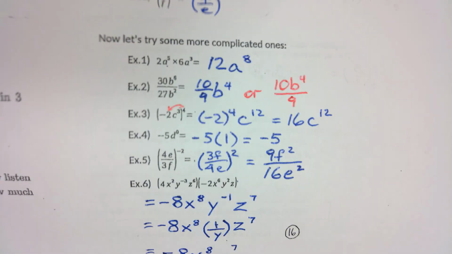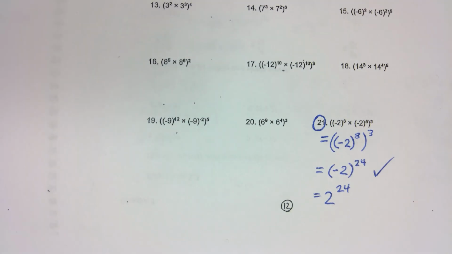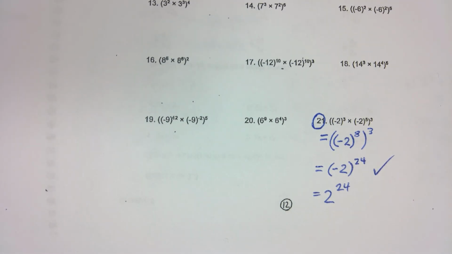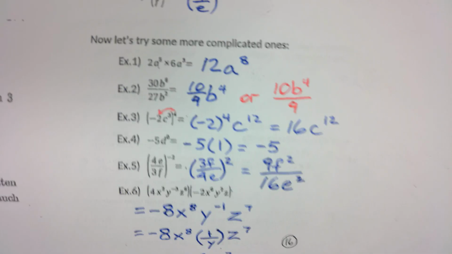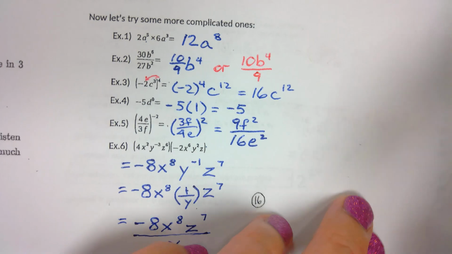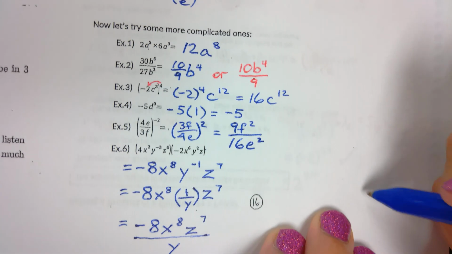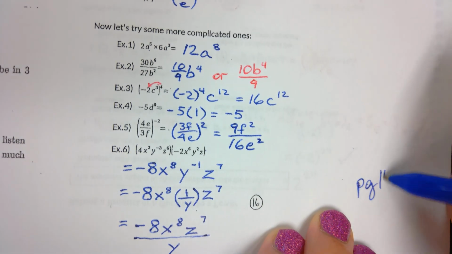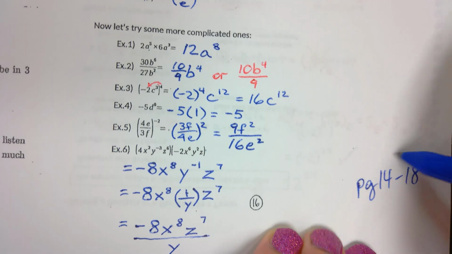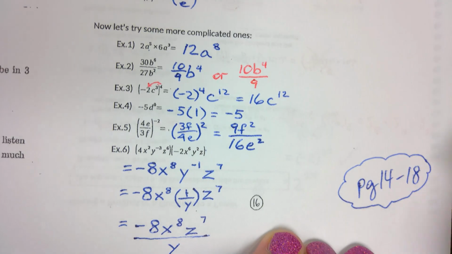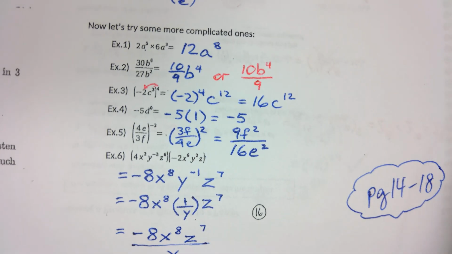So your homework for tonight, because you have a long weekend with the PA day tomorrow, is going to be from page 14 to 18. Well, we did a couple of pages in between. 14 to 18. Okay.